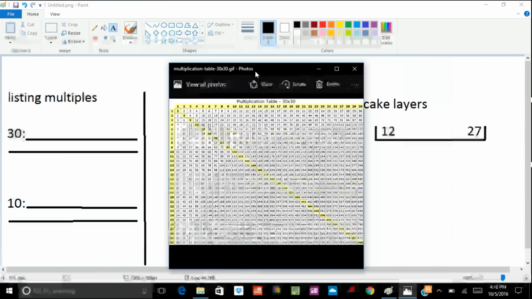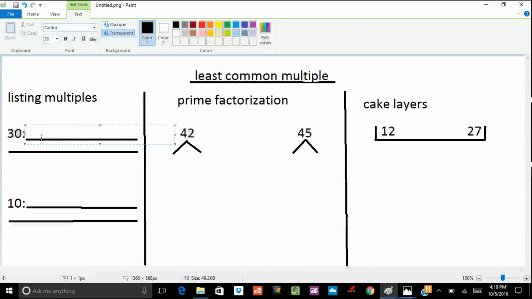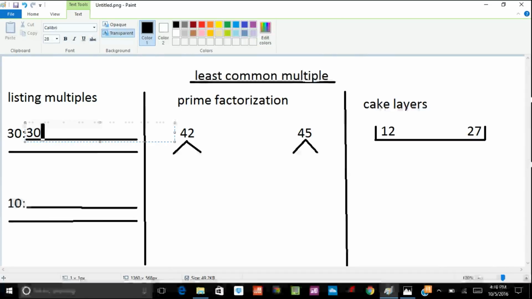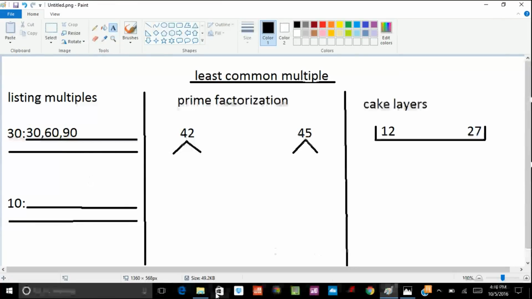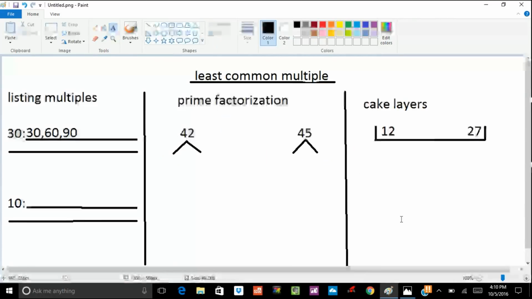Okay, here we go. So the multiples of 30 are 30, of course, 60, 90. And I think that's all we need to put, because you know why I'm stopping there? I'm going to delete that.